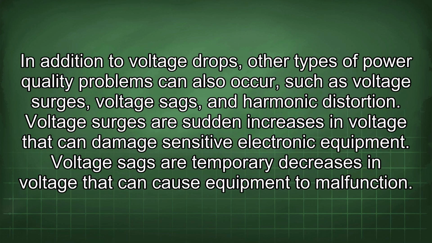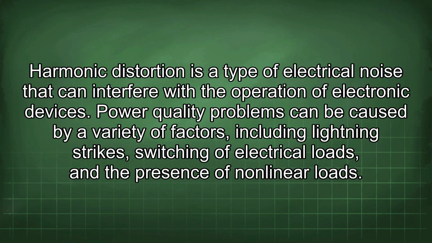In addition to voltage drops, other types of power quality problems can also occur, such as voltage surges, voltage sags, and harmonic distortion. Voltage surges are sudden increases in voltage that can damage sensitive electronic equipment. Voltage sags are temporary decreases in voltage that can cause equipment to malfunction. Harmonic distortion is a type of electrical noise that can interfere with the operation of electronic devices.